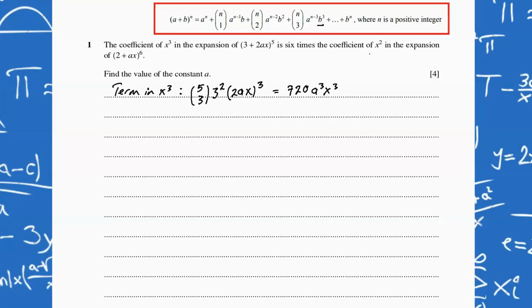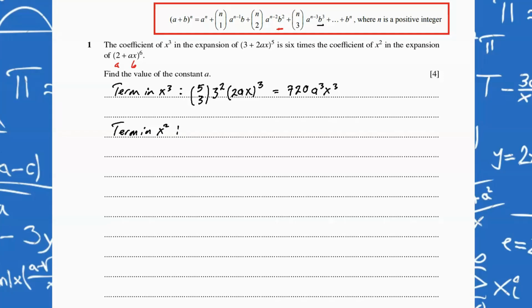Next up, let's consider the term in x squared. In this case, we are considering the binomial (2 + ax)^6. If we say that this is a and this is b, for (a + b)^n, in order for us to get a term in x squared, the ax has to be squared. That is, the b has to be squared. And we can see that this is possible on this term here, where b is squared.